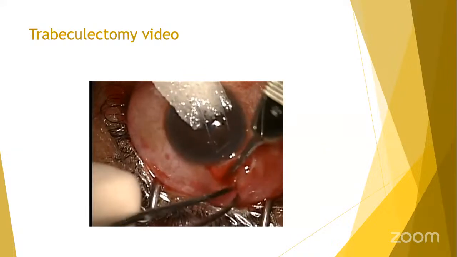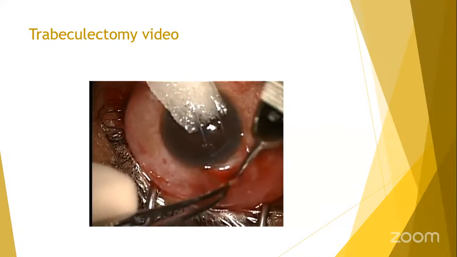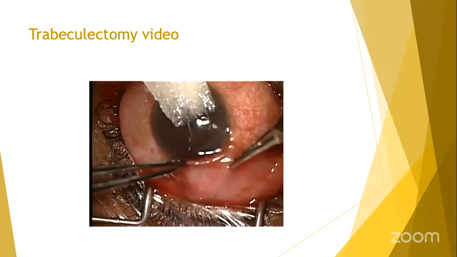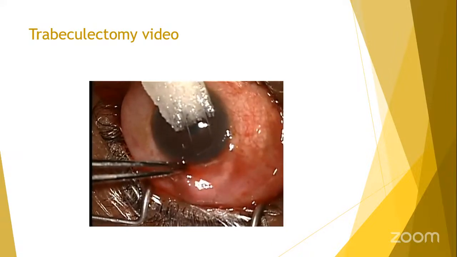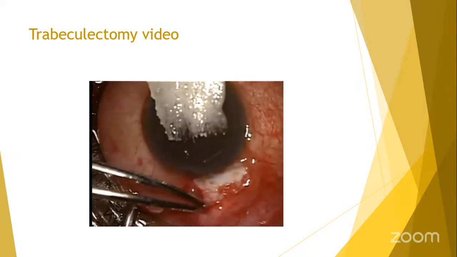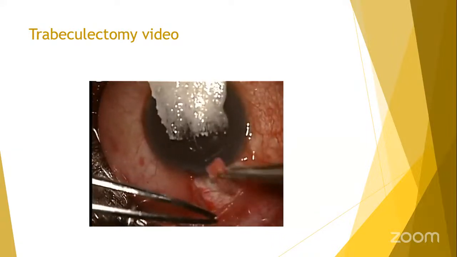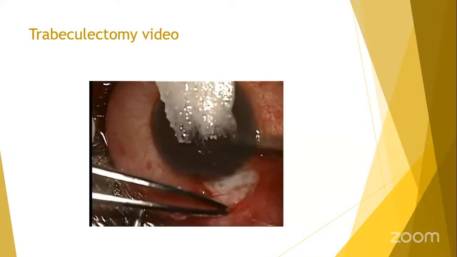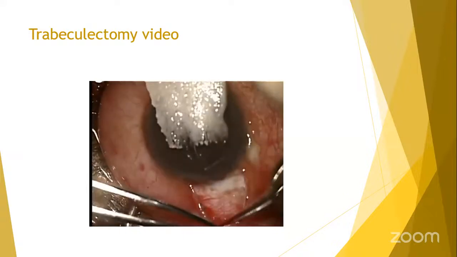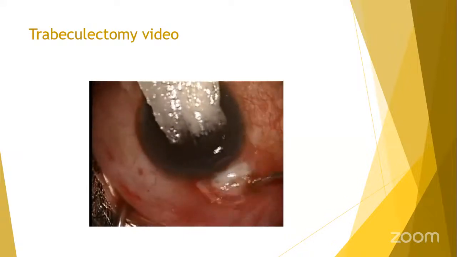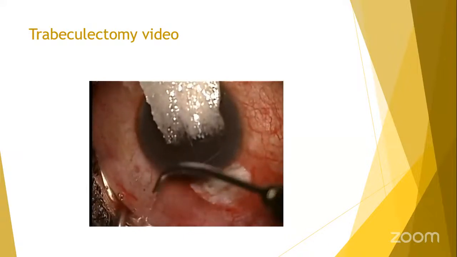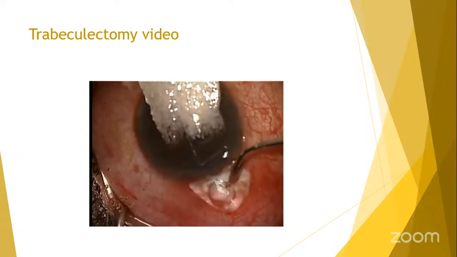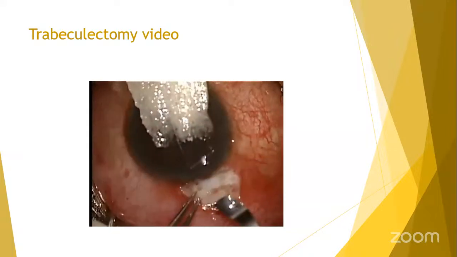Make sure you do a sponge count. If you have put 3 pieces, make sure that what you get to remove are complete. Because when these things are soaked, they can look like tissue, and you can actually end up forgetting a piece of something inside. So make sure after that you irrigate very copiously with balanced salt solution.